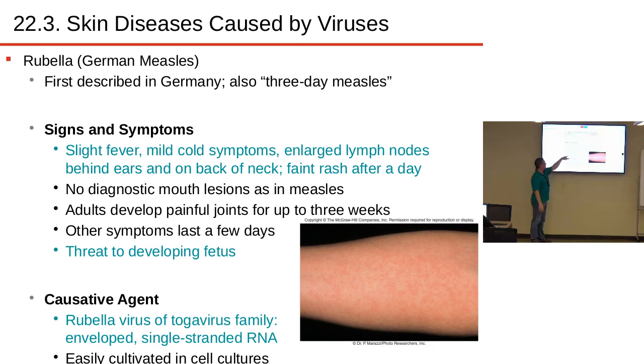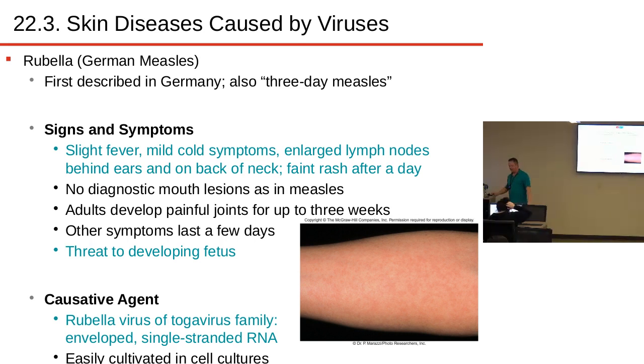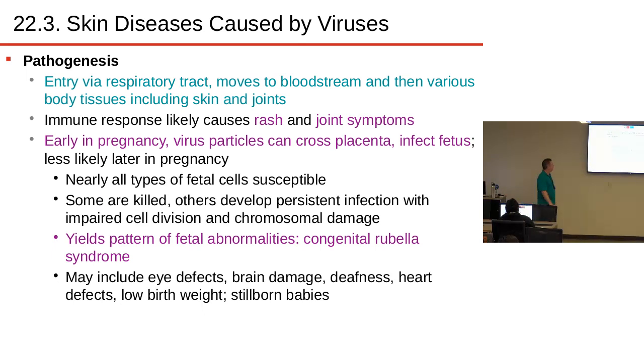The causative agent here is just another virus called rubella. It's part of a different family, the togavirus. It got its name because of the look that they have. They thought it was like a toga party the viruses were having. So it actually got its name, togaviruses, because of how the viruses look under the microscope. Easily cultivated, which helped us understand how it actually works.